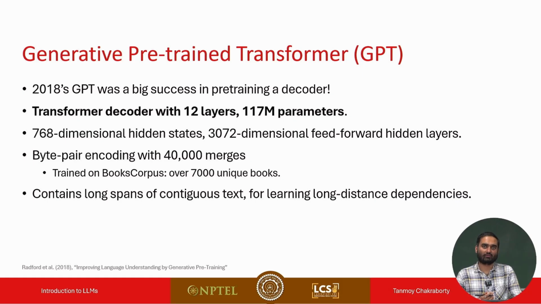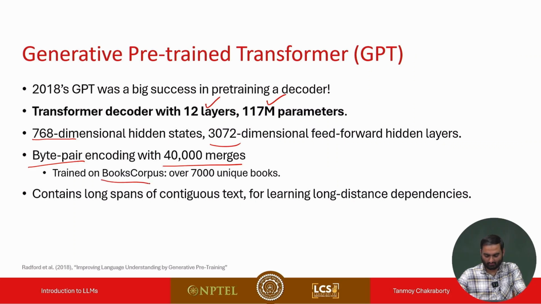Okay, so the architecture is simple. And GPT-1, the first GPT paper, was published in 2018. They use normal transformer decoder, 12 layers, 117 million parameters. Remember 2018, we are talking about parameters in terms of millions. 768 dimension hidden state. The dimension of each hidden state is 768. 3072 dimensional feed forward hidden layers. Byte pair encoding was used. We discussed byte pair encoding before, with this many merges, and they used this BookCorpus which had around 7,000 unique books.